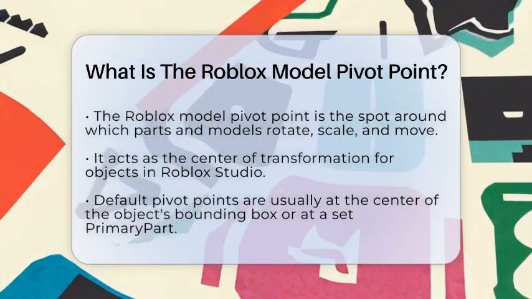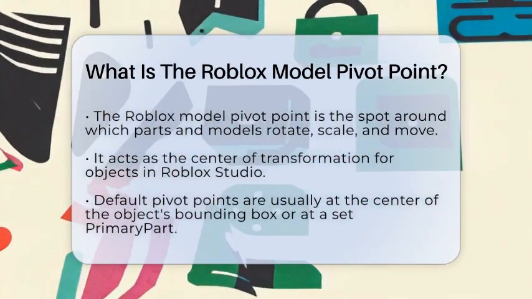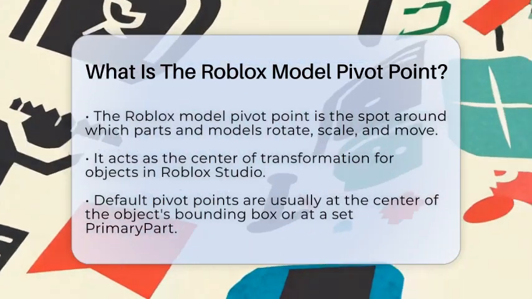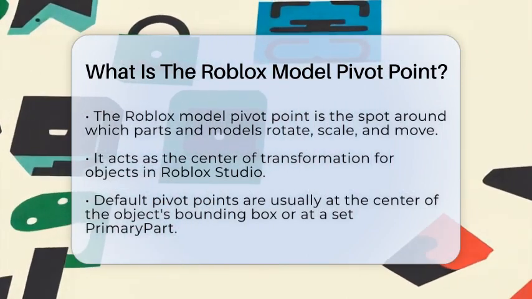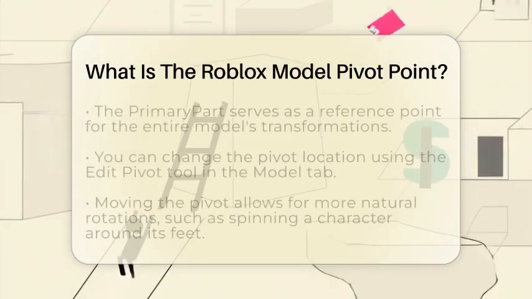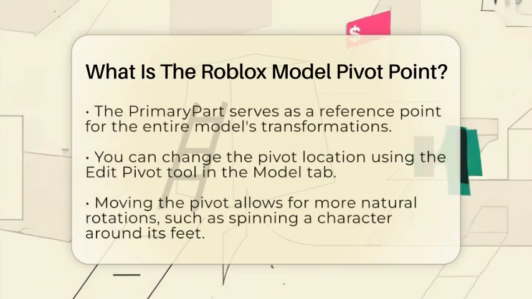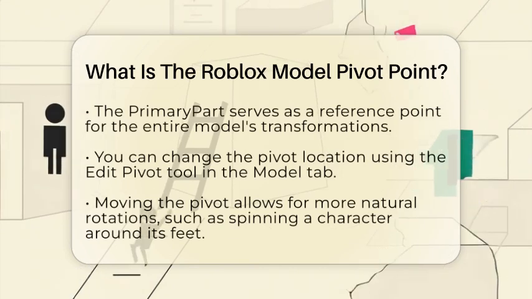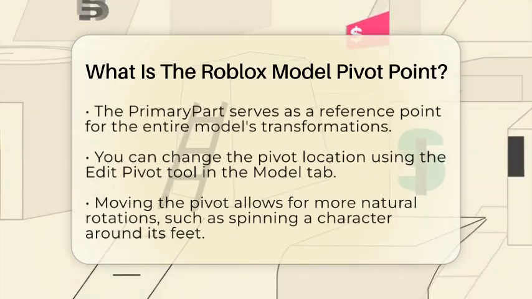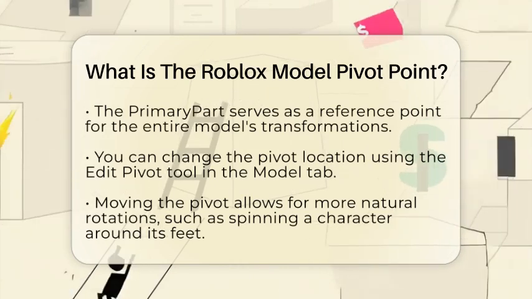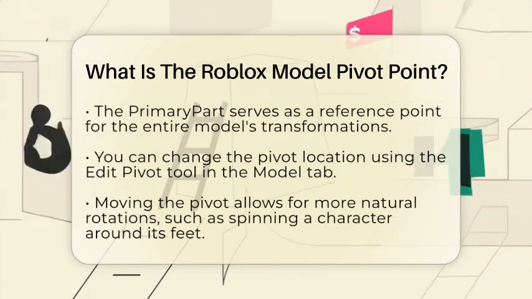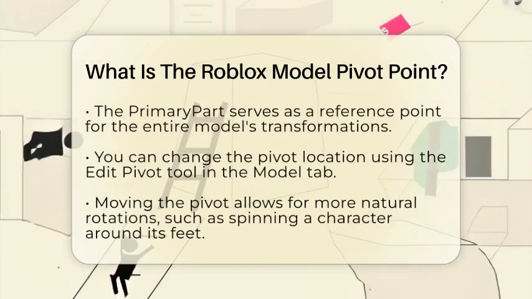In Roblox Studio, every part and model has a default pivot point. Usually, it's located at the center of the object's bounding box or at a specific primary part if you set one. The primary part acts like a reference point for the entire model. When you rotate or move the model, it uses this primary part as the pivot. If you don't assign a primary part, the pivot defaults to the center of the bounding box.